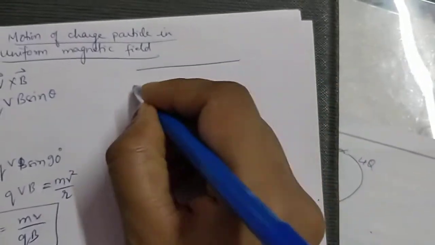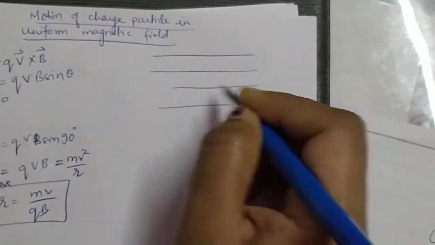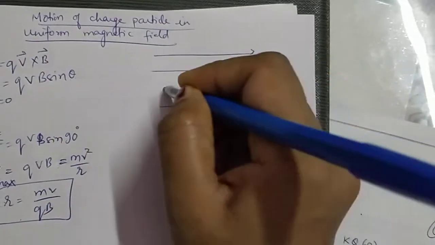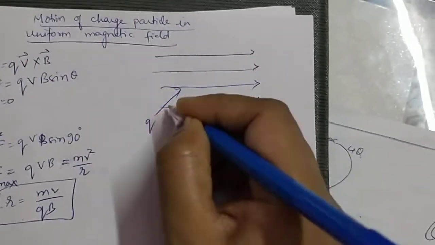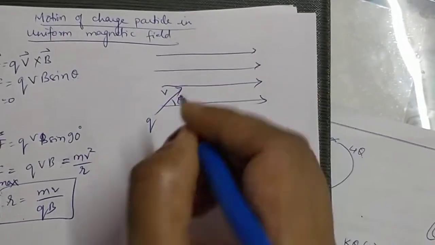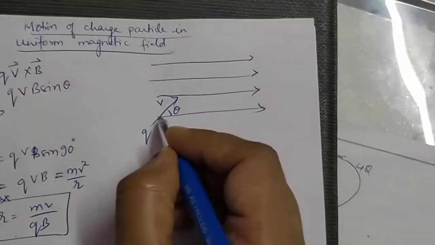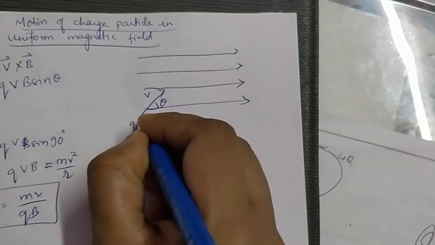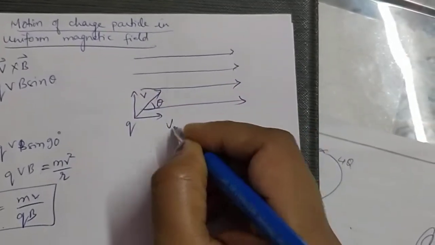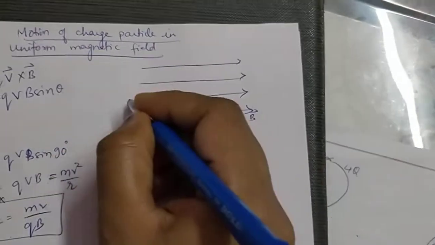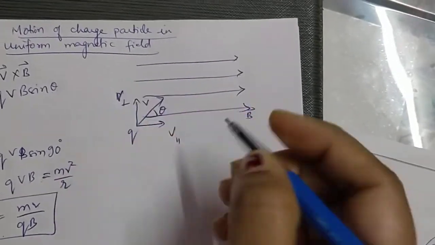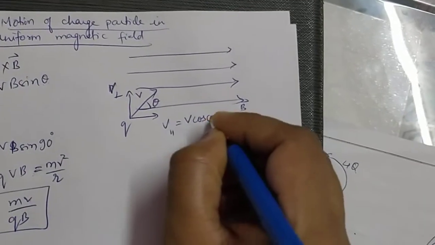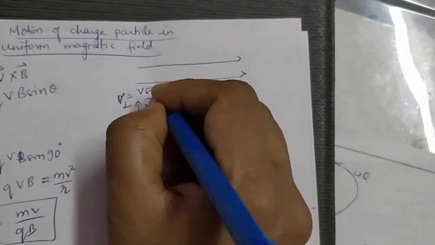Okay, but suppose the particle is not parallel, not perpendicular, it is making some angle. So here is the magnetic field. And here is your charged particle which is entering with some velocity v, and this is the angle theta. If this angle is theta, then what will happen? So I can resolve velocity into two components, v parallel to the magnetic field and v perpendicular to the magnetic field. V parallel will be equal to v cos theta and v perpendicular will be v sin theta.